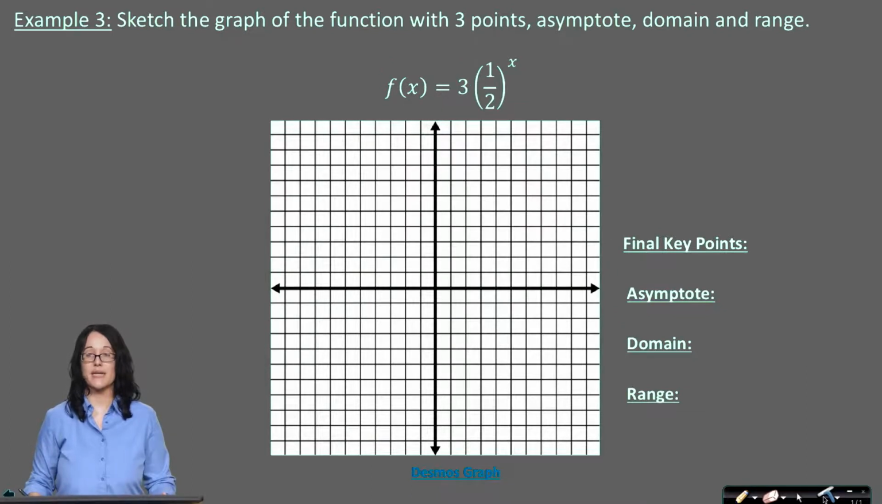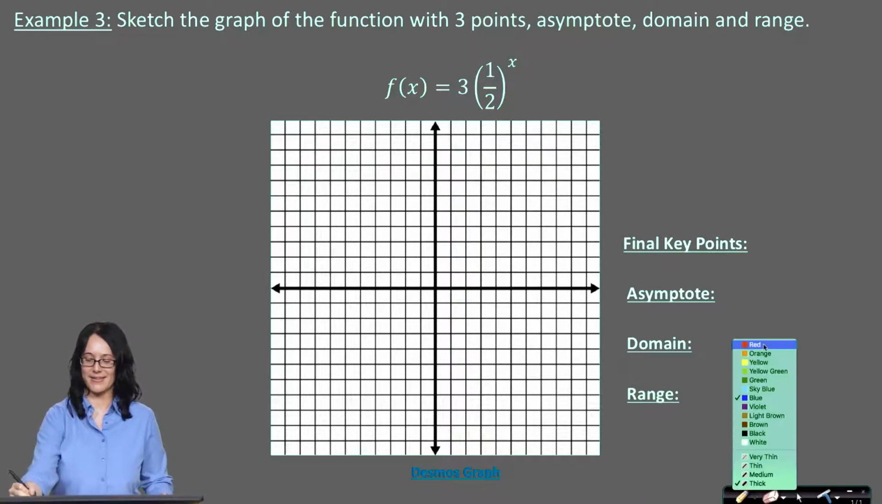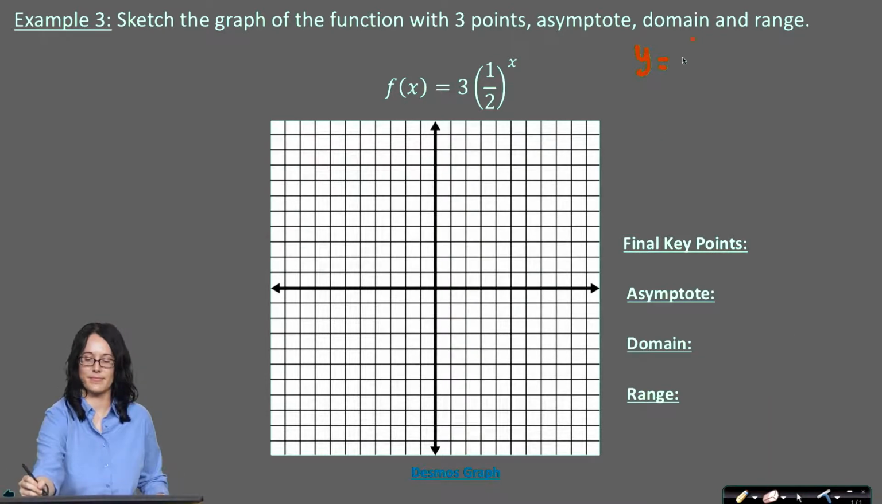Y equals 3 times 1/2 to the x power. What does this mean? Well, go ahead and try and see how you did. Originally, I would notice that I have exponential decay. And the reason it's decay is because my base b is 1/2, which is between 0 and 1. So this is a graph which is getting cut in half each time.